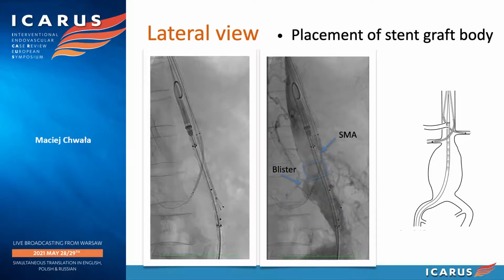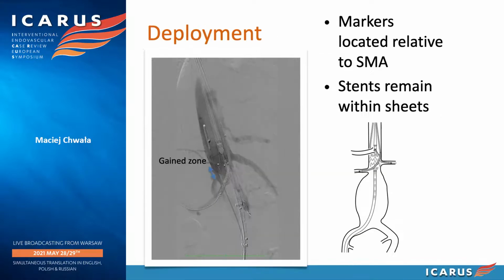We then switch into a lateral view because we are trying to land just below the edge of the superior mesenteric artery. Renal arteries are of no concern because we will be landing chimneys in them. And as we can see, we gain about 1 centimeter above the blister to cover with the stent graft. So we start to deploy the Endurant graft, still having both covered stents in the sheaths in the renal arteries.